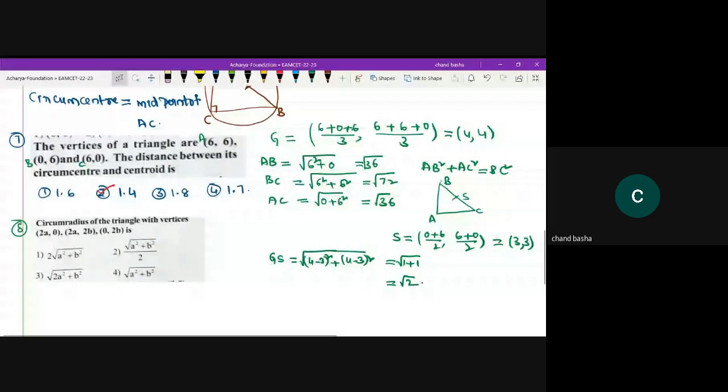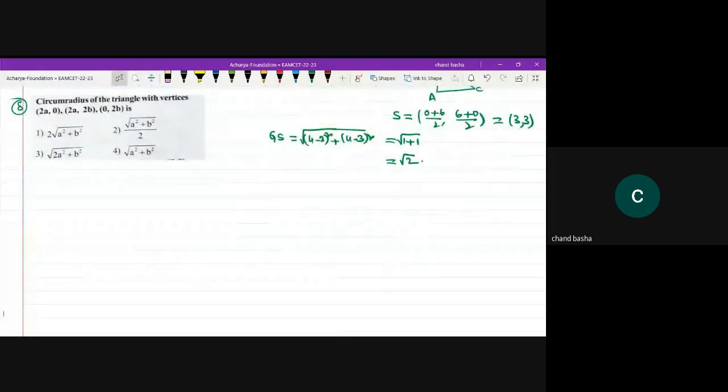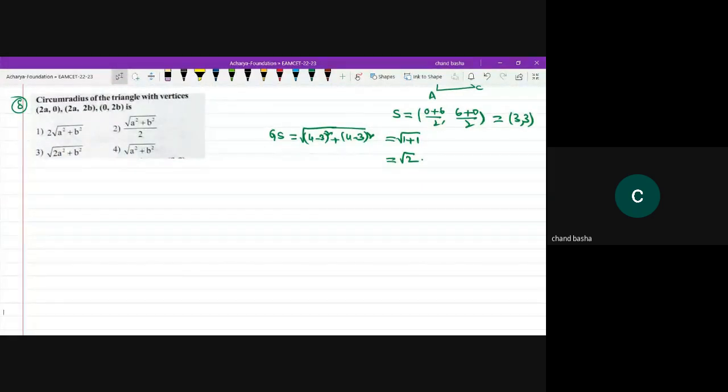It's also the same as the previous question. So let us see. Whenever this type of vertices is given to you, a comma b, a comma 0, 0 comma b, it forms a right angle. When a comma 0, 0 comma b, a comma b are given to you, definitely it forms a right angle. Let it be taken as A, B and C.